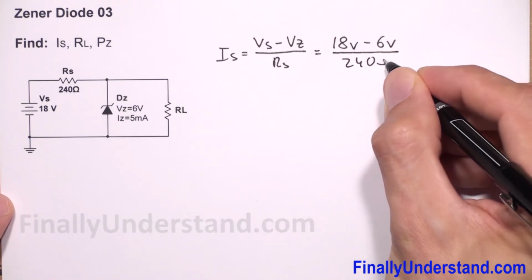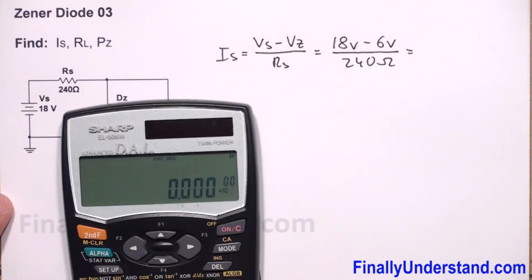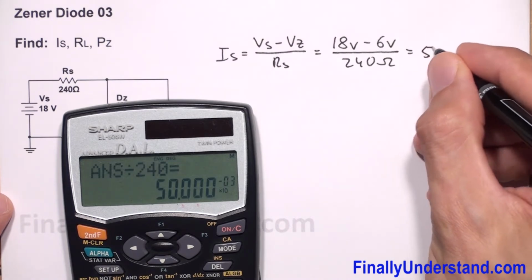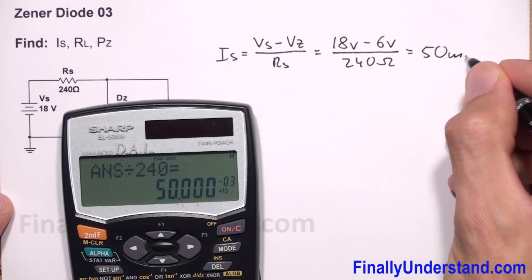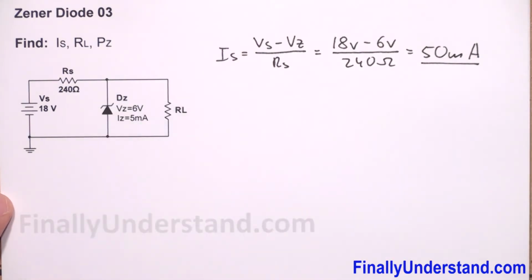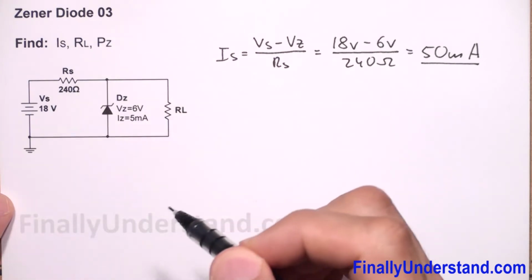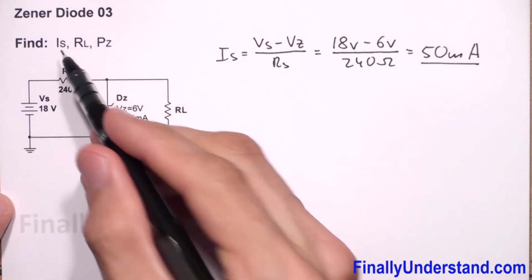240 ohms. This is equal to 18 minus 6 divided by 240. This is equal to 50 milliamps. Okay, so this is my current which will go through resistor RS. Next, so this is my IS, in other words.